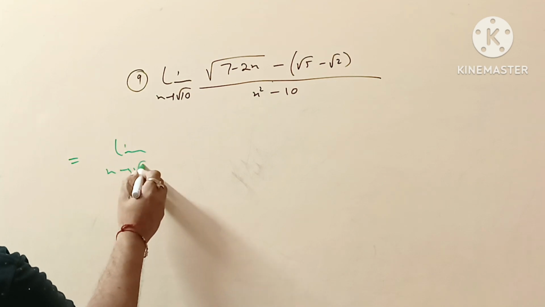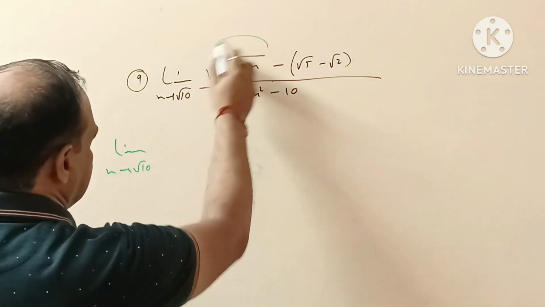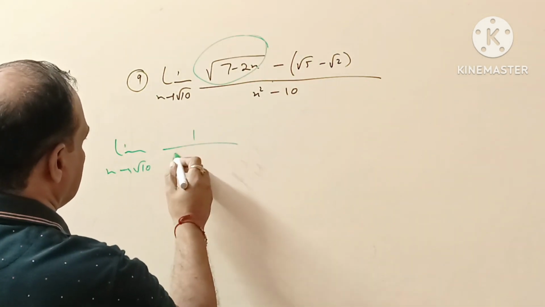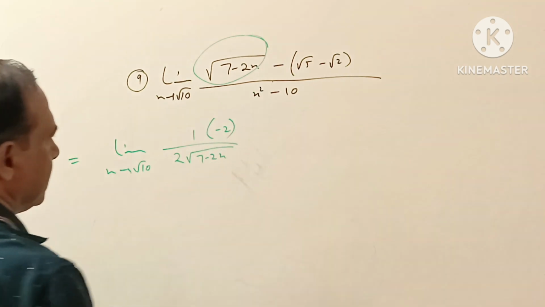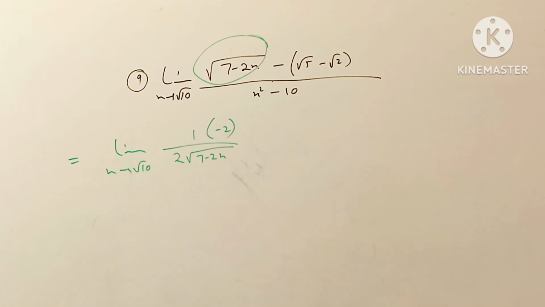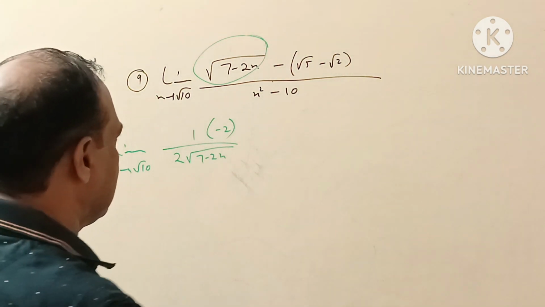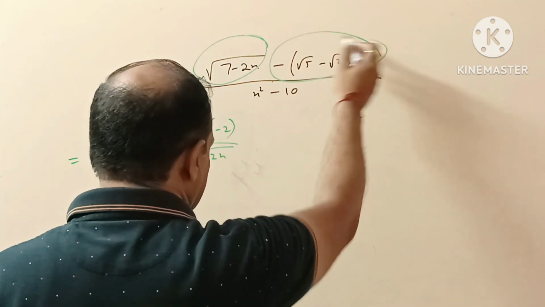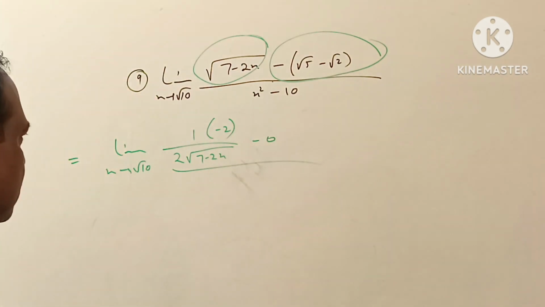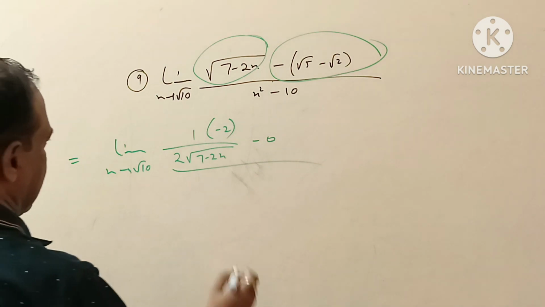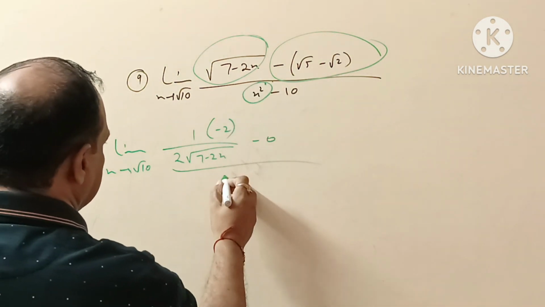Now here the things go like this. Limit x tends to under root 10. You have to differentiate this part. I will have 1 over twice under root 7 minus 2x, and in the denominator minus 2. Another thing is this whole thing will go to 0. There is no need to do the remaining part. You can write it as 0 or simply not write it. Now here this is 2x.